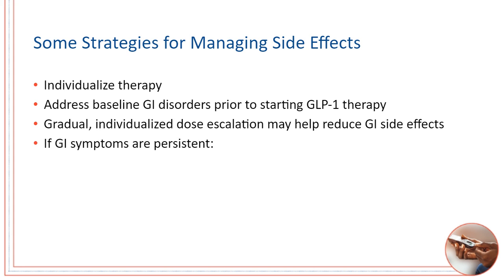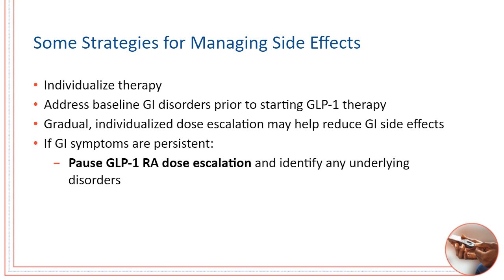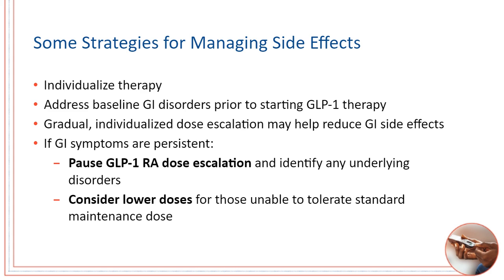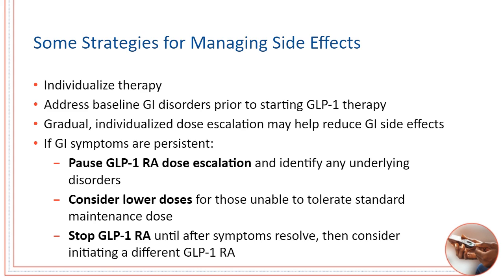And if the GI symptoms are persistent, then pause the dose escalation to identify if there are any underlying disorders and manage them. Consider lower doses for those who are unable to tolerate the maintenance dose. And it's also okay to stop the GLP-1 receptor agonist, and then after the symptoms resolve, to consider initiating possibly a different drug within the group.